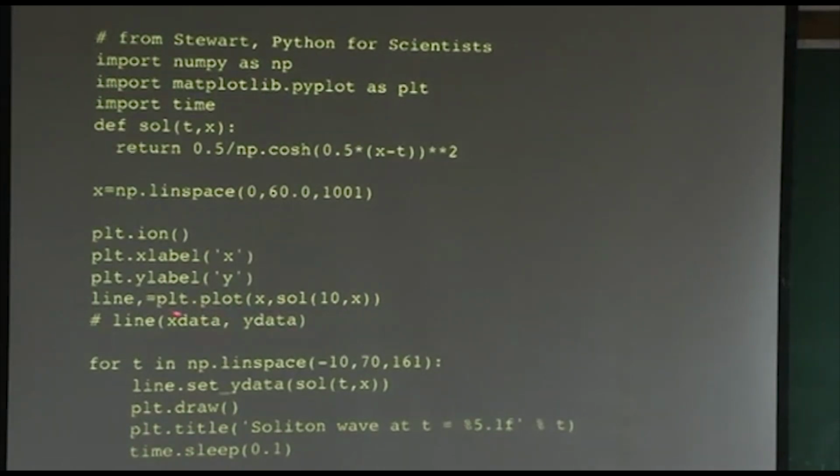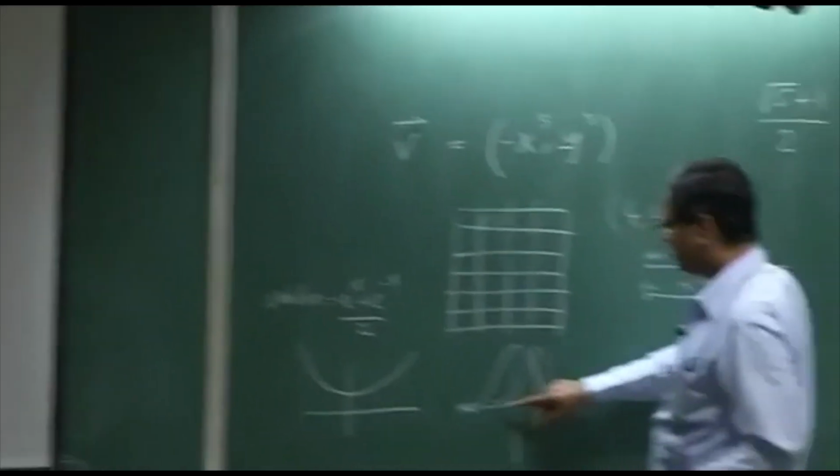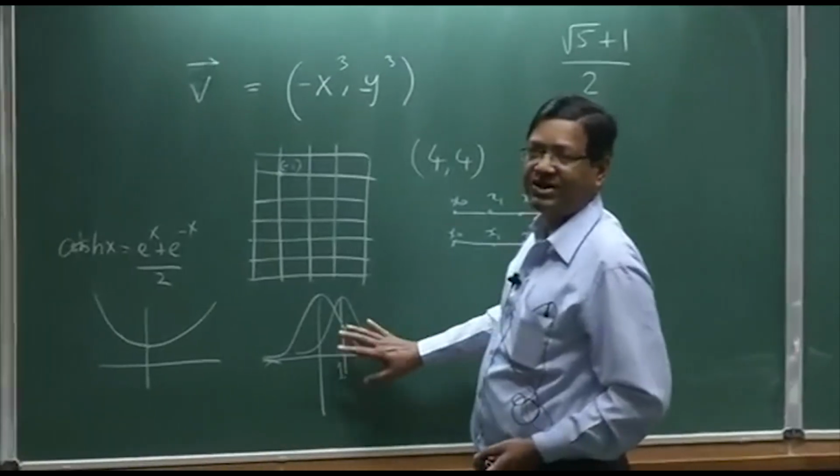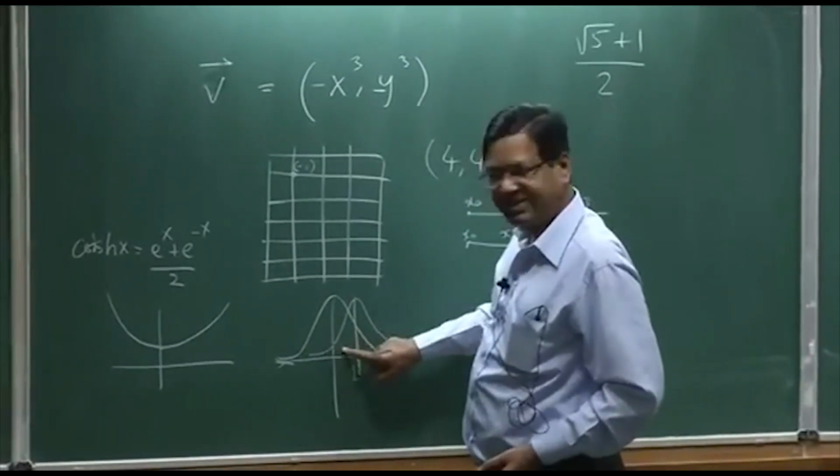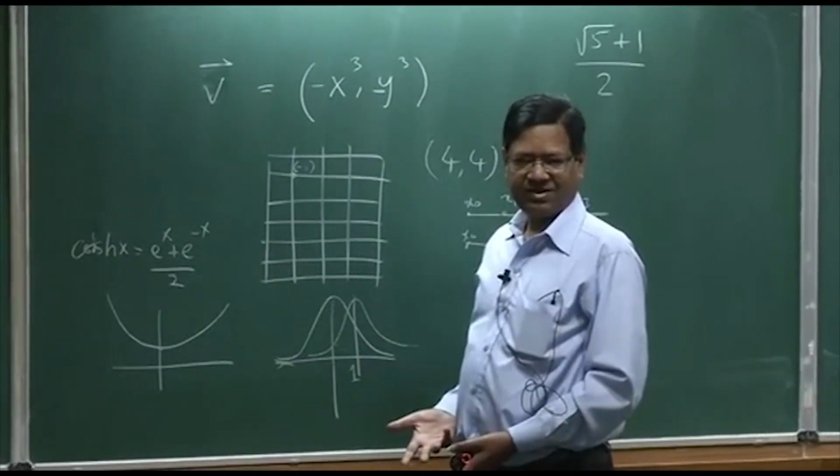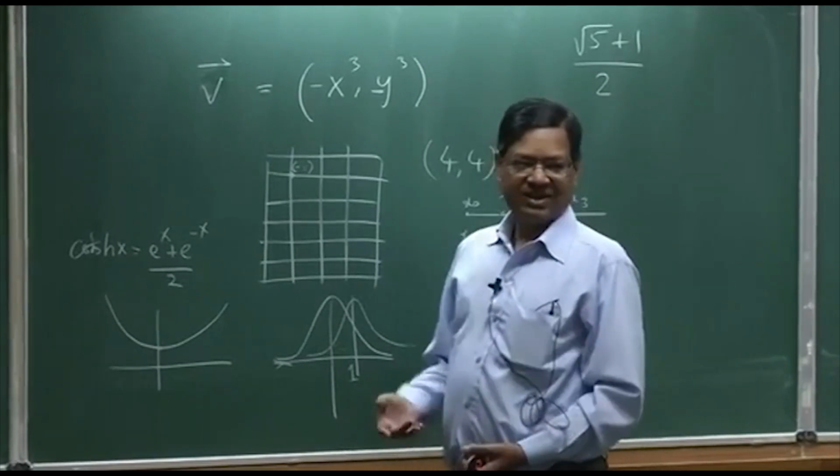So x data is fixed. The x data here is 0 to 60, with 1001 points. Now when I execute this function, the x data will remain the same, but my y data will change at different times. At t equal to 0 it is this, at a later time it is this. So the value of y at every x is changing at different times, and that is what I need to feed in.